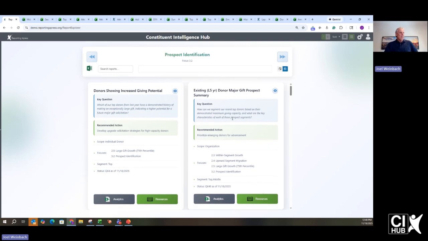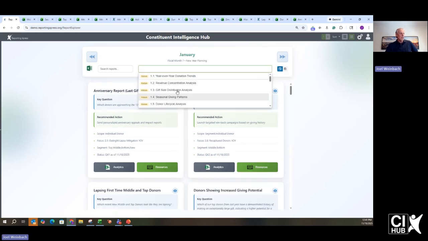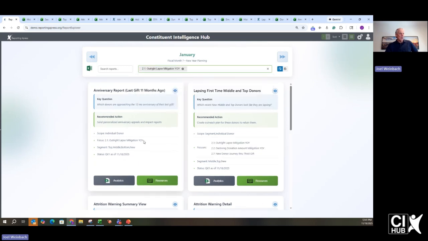All right, so that is the entire platform. You can also search by a name. I showed that, I guess, within the months. Let's switch to months real quick. I can also go in here and search for lapse mitigation, and it'll filter down just to my lapse mitigation reports for a given month. So we got a lot of ways in this little simple interface to find the data you want quickly.